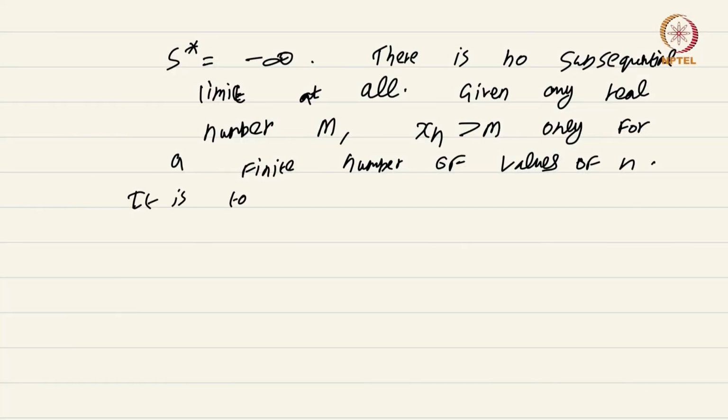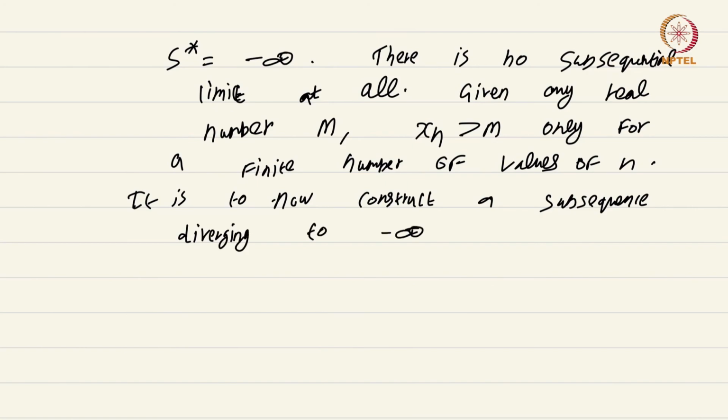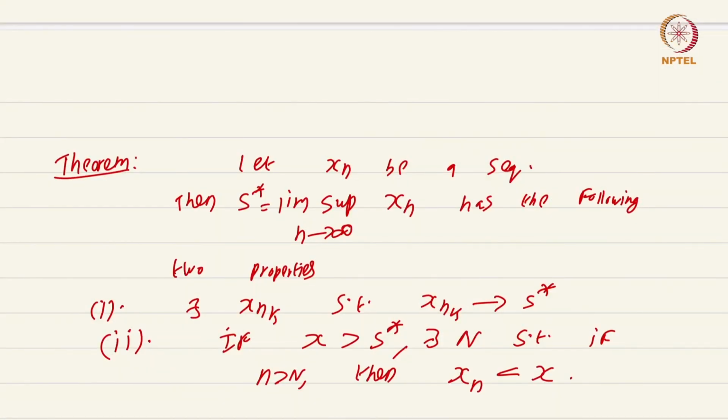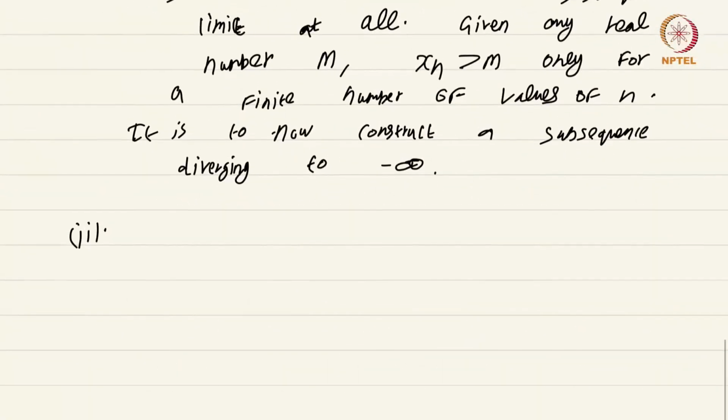It is easy to now construct a subsequence diverging to minus infinity. Okay, so this will provide for you the subsequence that diverges to minus infinity. Now on to the second part. Let's just recall. The second part asks us to show that if x is greater than S star, then there exists N such that if n is greater than N, then xn is less than x.